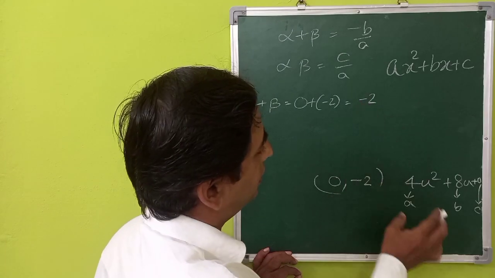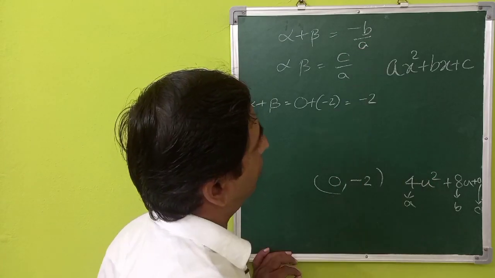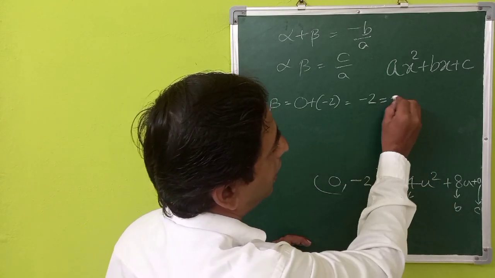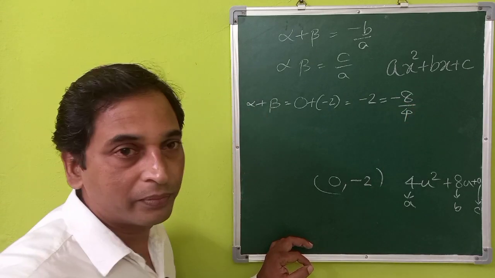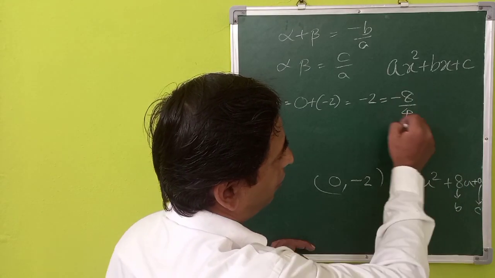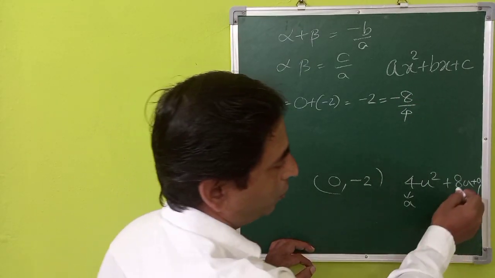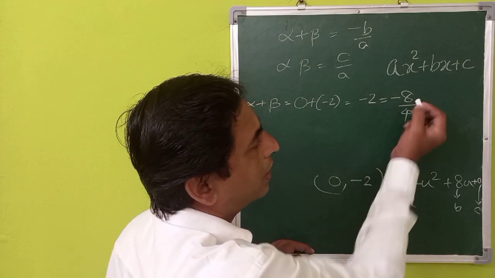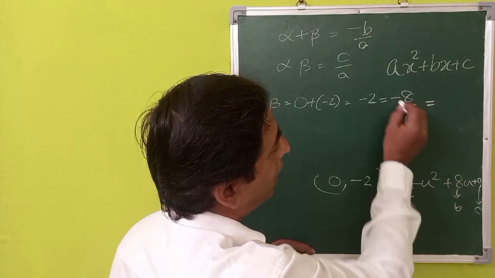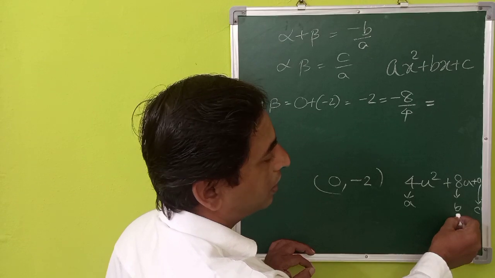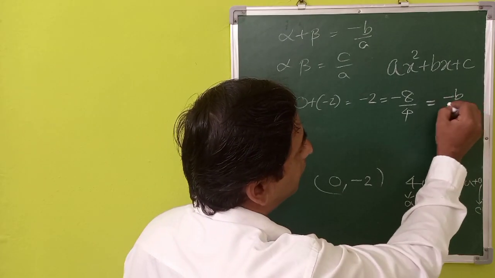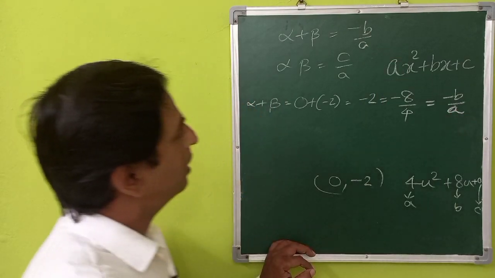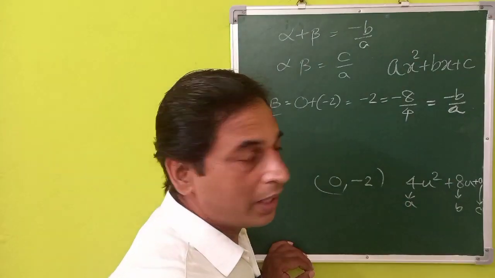Now how can we see whether this is equal to minus b by a or not? For that you can just write this as minus 8 by 4 as well, isn't it? Why have I used this minus 8 by 4? Because our b is 8 and a is 4. Here minus 2 can be written as minus 8 by 4 also, which will be equal to minus b by a. So here alpha plus beta is found to be minus b by a.